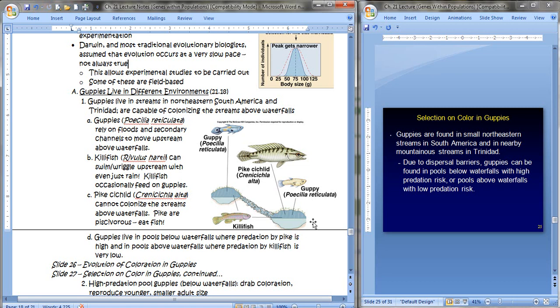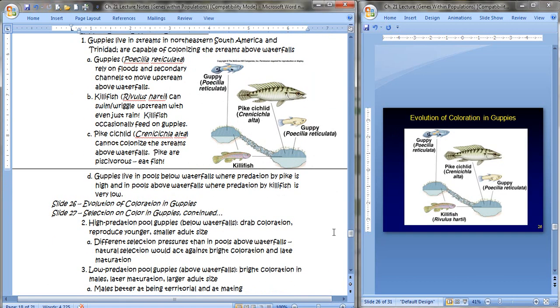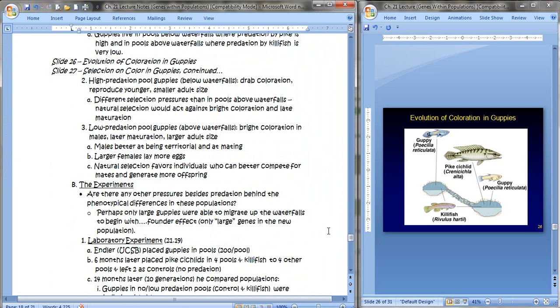Now the pike cichlid lives in the lower pools, cannot colonize the streams above the waterfalls. And pike are definitely piscivorous, they eat fish, but they remain in the lower pools. But guppies live in both pools above and below the waterfalls. The guppies that live below the waterfalls are preyed upon by pike, and that's a very high predation rate. But those guppies that live in the pools above the waterfalls can be subject to predation by the killifish, that rate is actually pretty low. So let's take a look at an experiment that was conducted to study this phenomenon.